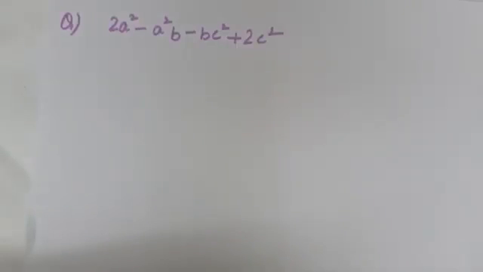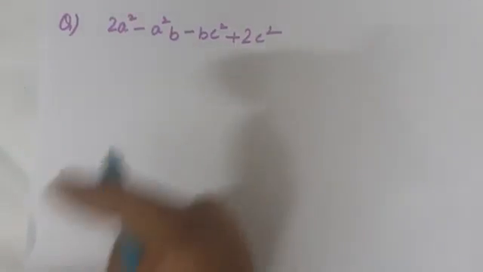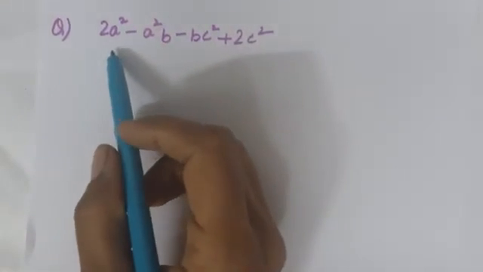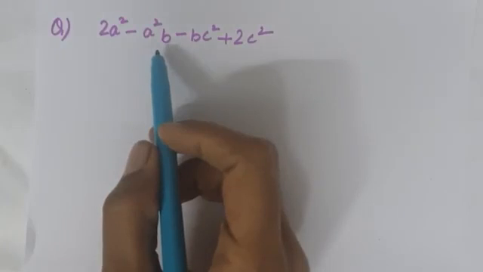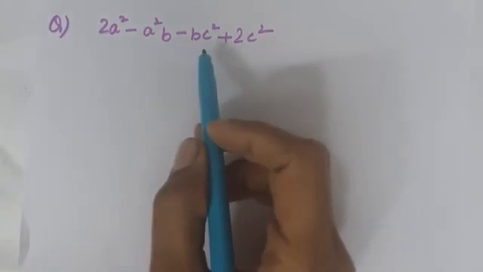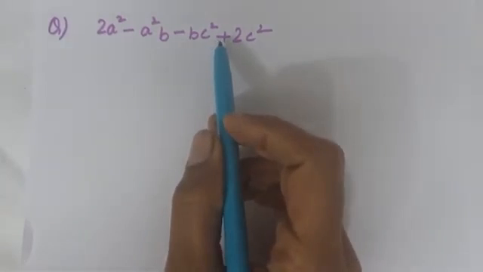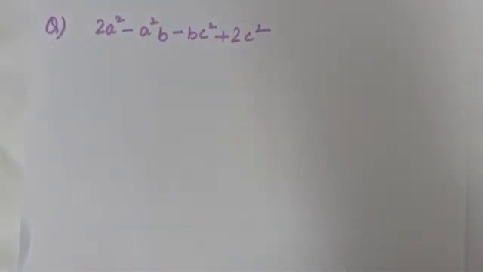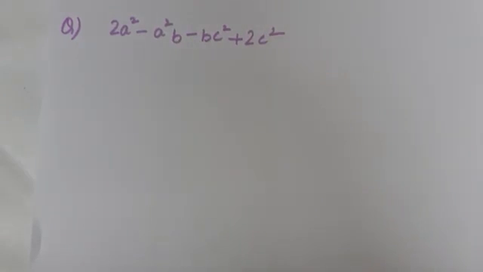Now the next question is, we have to factorize 2a square minus a square b minus bc square plus 2c square. Now again we will do the pairing.